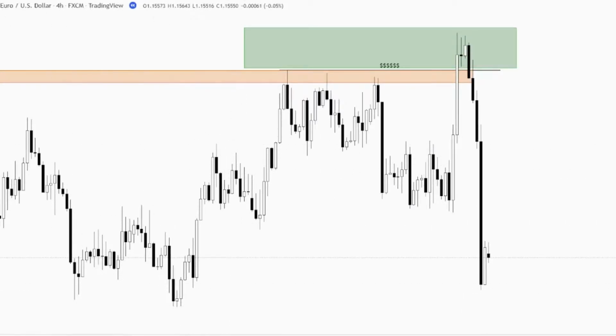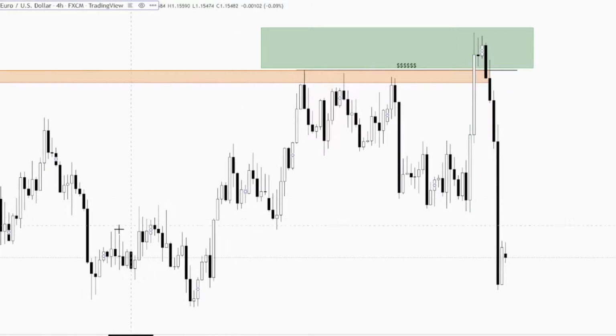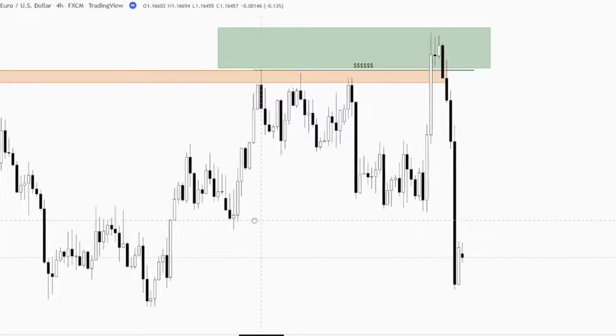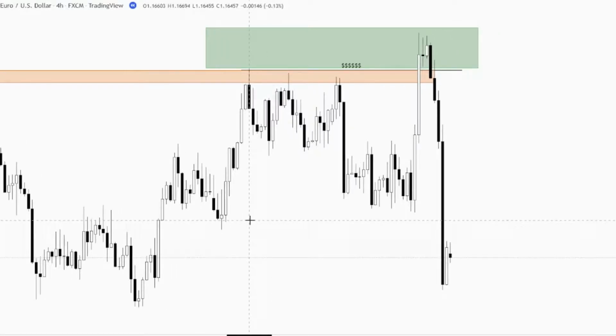Right, next up, let's go to imbalance. Now, imbalance refers to a position where the players in the market did not get equal opportunities. Right, we have two players in the market. We have the buyers and the sellers.